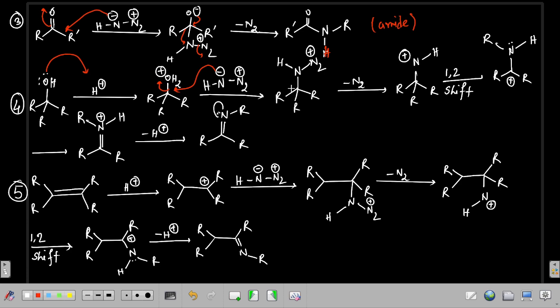Now there will be removal of this nitrogen, followed by a 1,2 shift, where the alkyl group will shift from carbon to the nitrogen, which is known as a 1,2 shift. So it will form this carbocation. Later this proton will be abstracted, and it will form this imine.